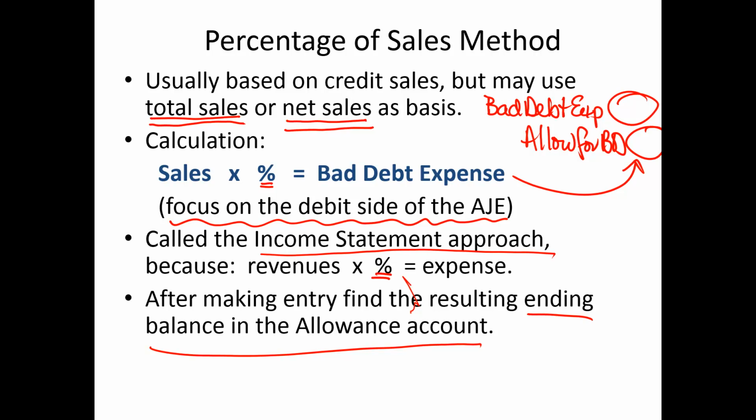This is called the income statement approach because notice we're focusing in on the revenue account for what the bad debts are. And after making the entry, we then figure out what the ending balance is in the allowance account.